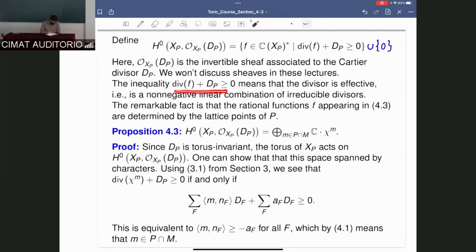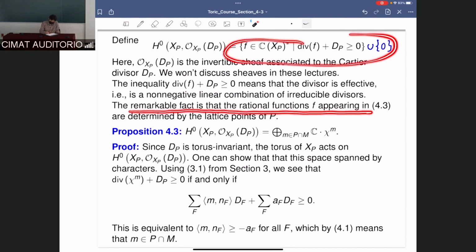And as I said, this inequality means that coefficient by coefficient, those are greater or equal than 0. People call that an effective divisor. And the functions that appear here are determined by the polytope. We are going to see how in a second.